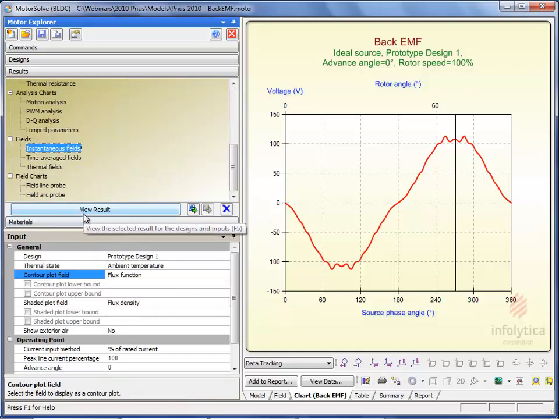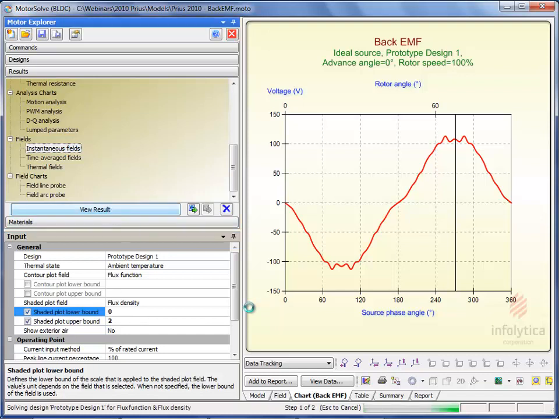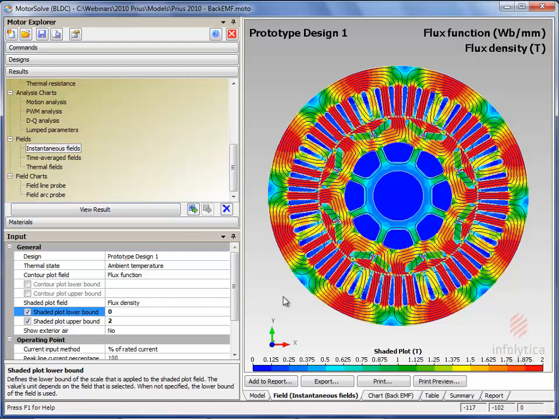Now, as a precursor, we're going to actually just do a simple flux plot from 0 to 2 Tesla. And in just a moment, you'll have a shaded plot throughout the space of the machine representing the flux density. Note that you can see areas where the flux density has exceeded 2 Tesla. And so the Prius is very high flux density, and the design is pushing technologies and materials at this point.